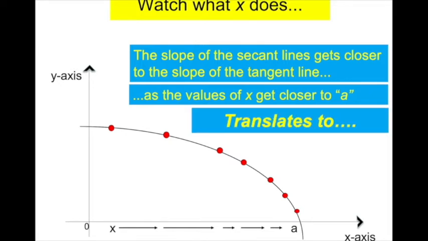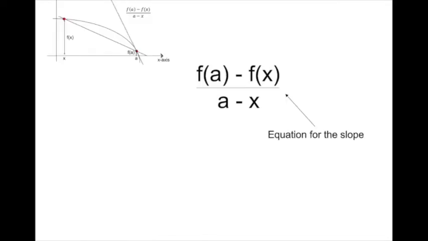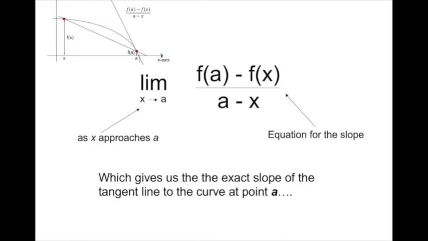And in terms of mathematical notation, this then becomes the limit of this slope here. This is the equation for the slope. As x approaches A, because we want to make x become closer and closer to A, then we can have the slope of the tangent line.